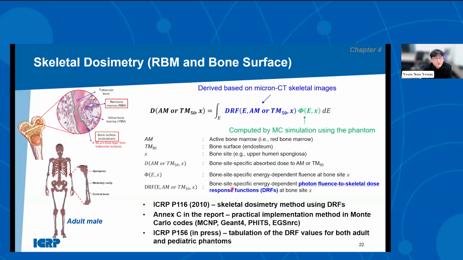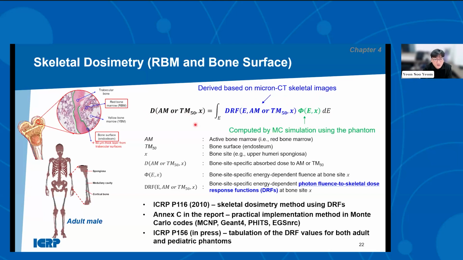So as I mentioned before, it is necessary to use a special approach for skeletal dosimetry. This is the use of photon fluence to skeletal dose response functions, which we simply call the DRF, as in the equation here. DRF values were derived based on micro-CT skeletal images. So during the Monte Carlo dose simulation, we calculated the photon fluence for each bone site, which was then multiplied by the DRF value to finally get the skeletal dose.